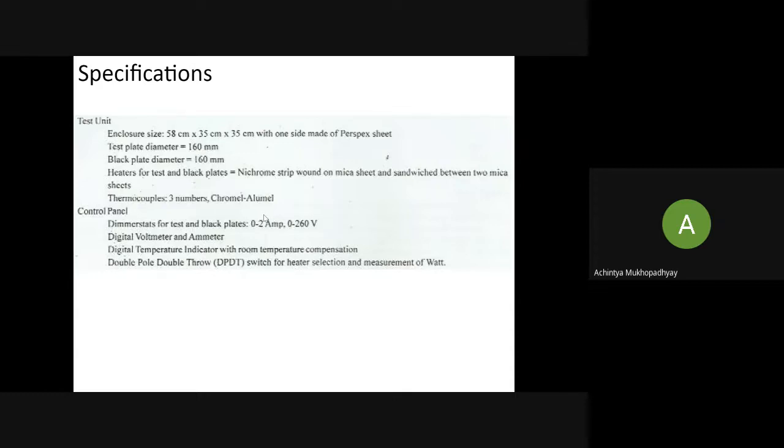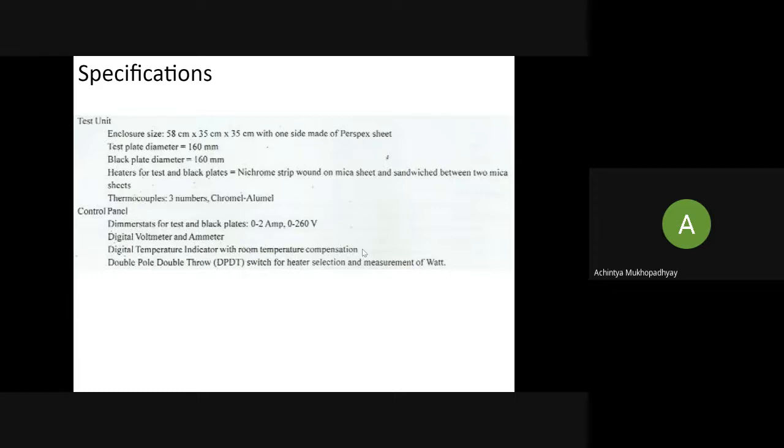Okay. So which type of thermocouple we use depends on the range of temperatures that we expect to get. Here we are typically getting somewhat low temperatures, not very much different from ambient temperatures, so we are using chromel alumel. Then there are thermostats whose ratings are 0 to 2 ampere and 0 to 260 volts. Then digital voltmeter and digital ammeter, digital temperature indicator with room temperature compensation.